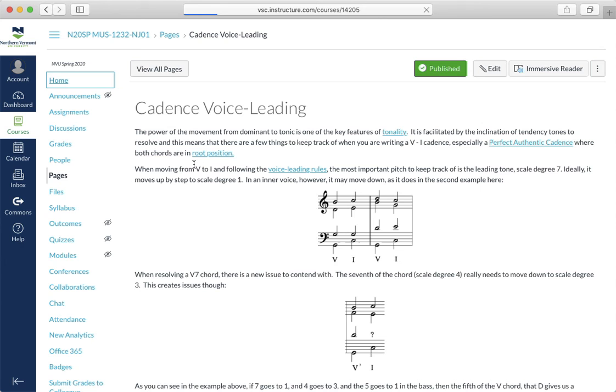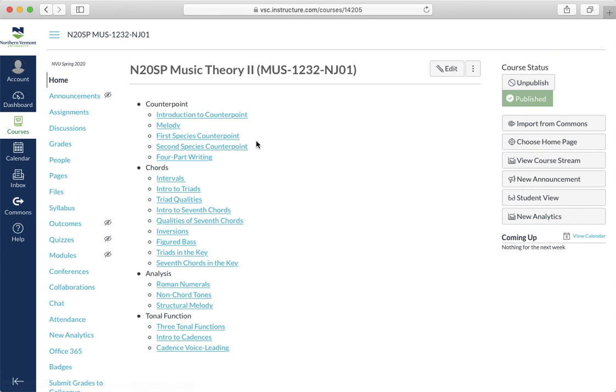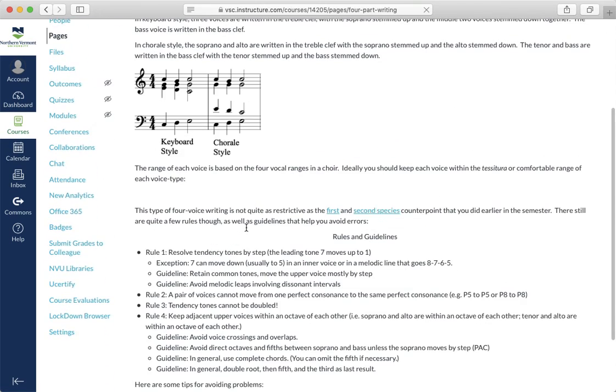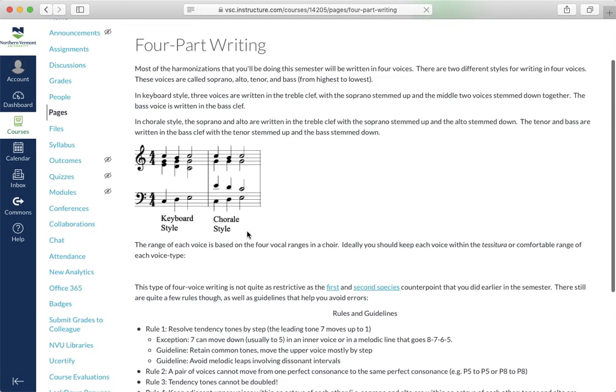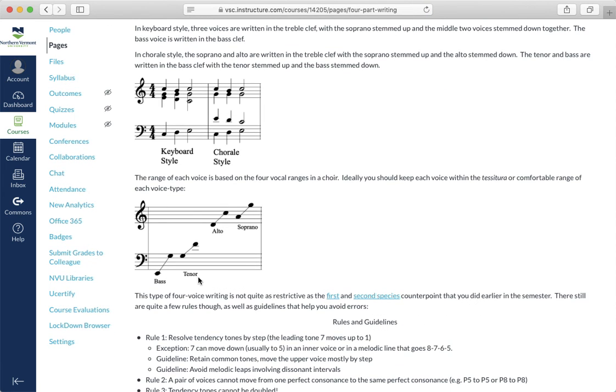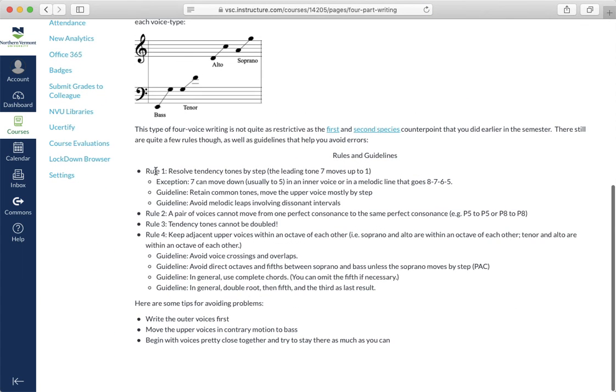There's additional discussion of writing in 4 voices in the section on counterpoint, since it is a form of counterpoint. And so along with the rules for first species and the rules for second species, there's this page in here that talks briefly about keyboard style versus chorale style, the tessitura of the different voices, and then gets into the rules and a few guidelines for writing good counterpoint in 4 voices.